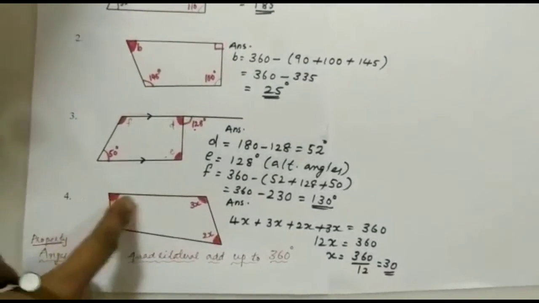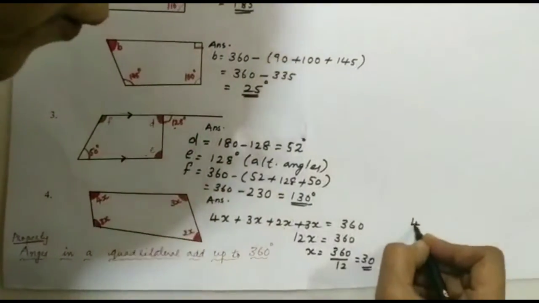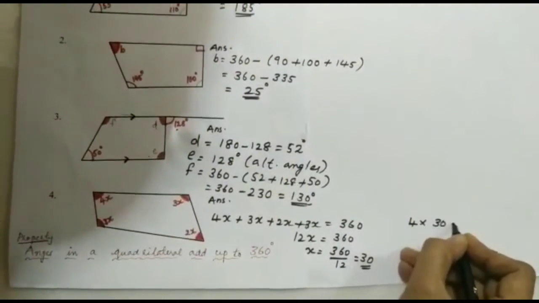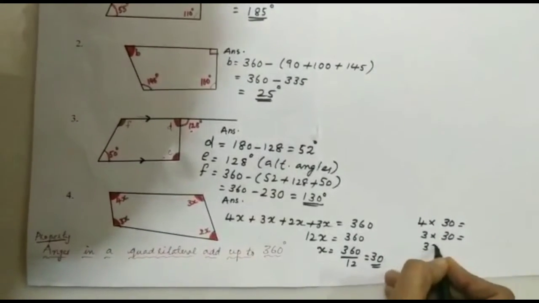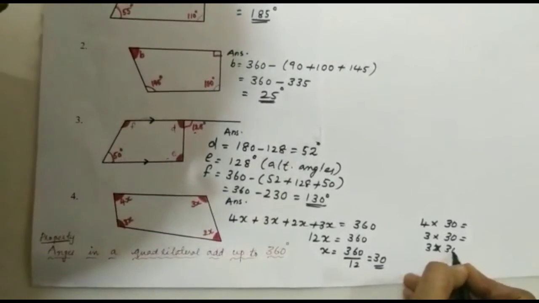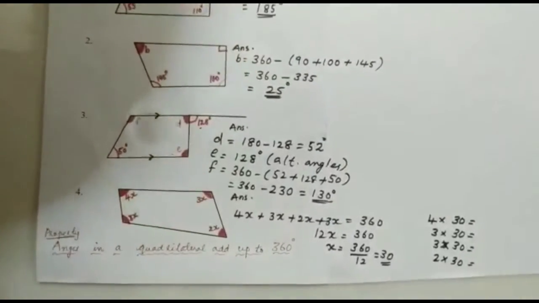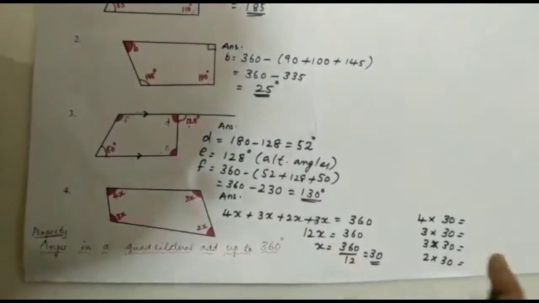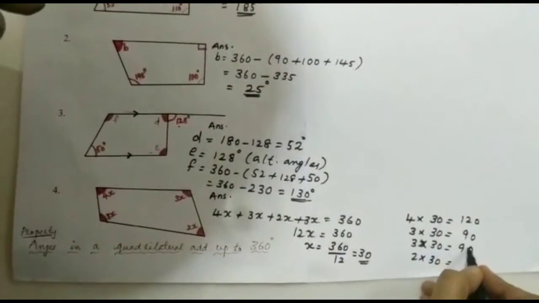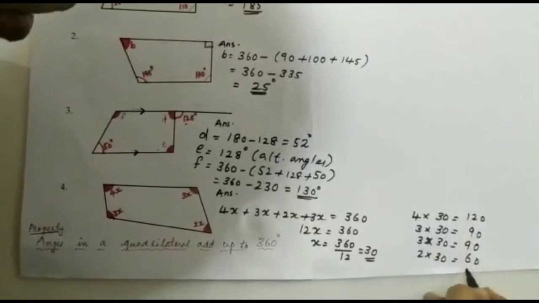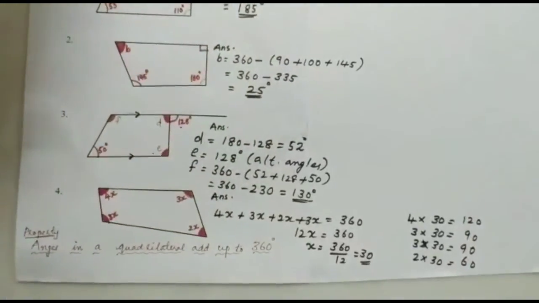But you have to find out each angle. So you have to multiply 4 into 30, 3 into 30, again 3x, and 2x. Each angle is multiplied by 30 because x is equal to 30. So the first angle is 120, 90, again 90, and 60. While adding, you should get 360. You can check whether the total angle is 360 or not.